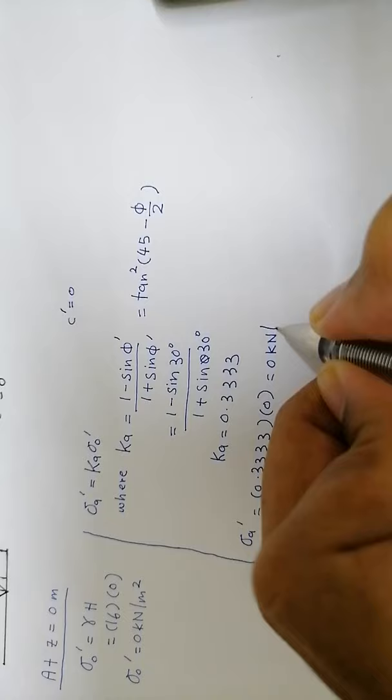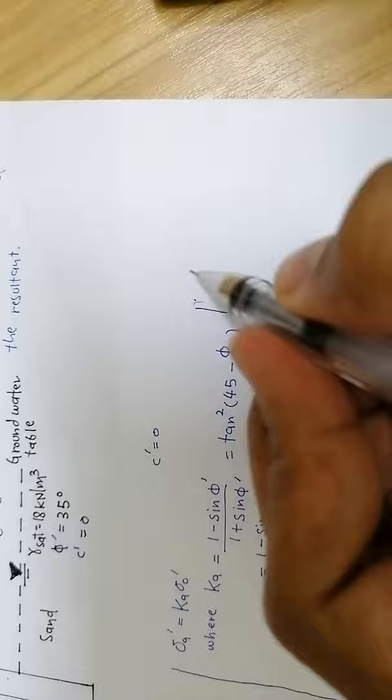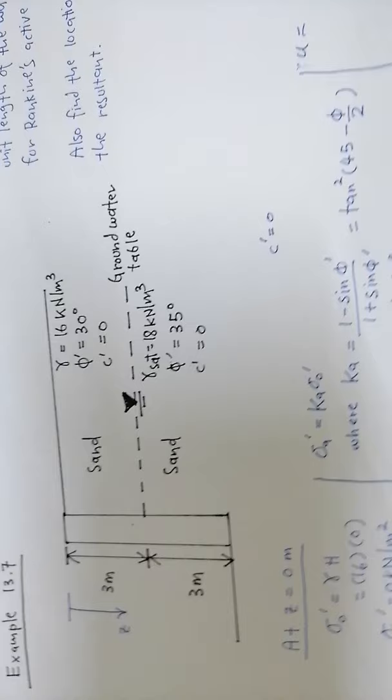And what's the next one? The next one is your pore water pressure. How much is your pore water pressure? As Z equals 0, which is up here, obviously it is 0 kilonewton per meter square. So that is for the first layer.